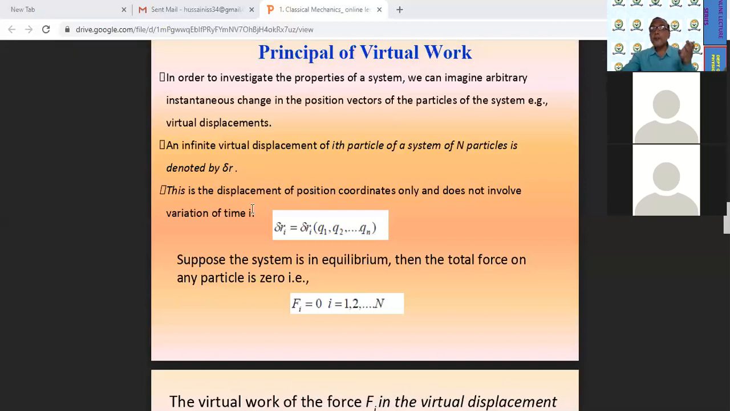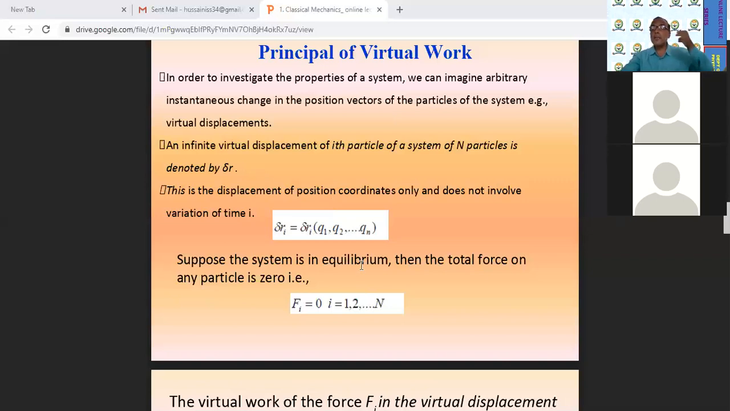And therefore delta r is the virtual displacement, of course remember the term virtual, क्योंकि सिस्टम बहुत सारे पार्टिकल के एक जगह से दूसरी जगह जाने का डिस्प्लेसमेंट, it is the virtual displacement, and therefore this is the displacement of the position vector coordinate, and that's why it does not involve the variation in time, and therefore delta ri, यानी कि displacement of the ith particle, it is a function of generalized coordinates, it should be a function of q1 q2 q3 and qn. There is no time factor at all.